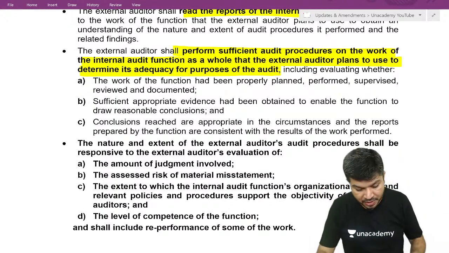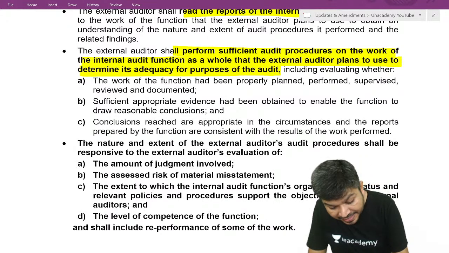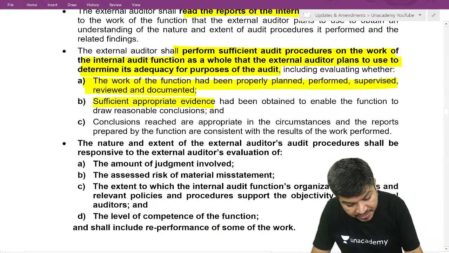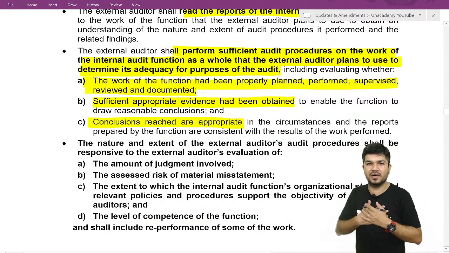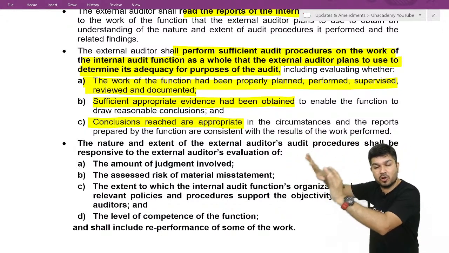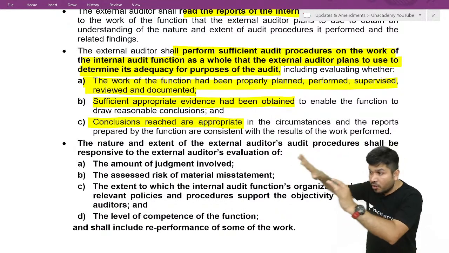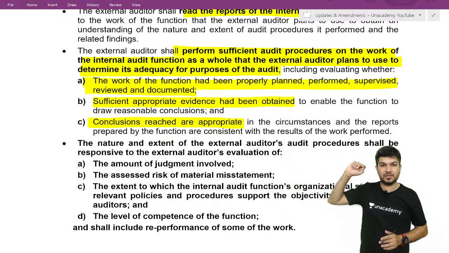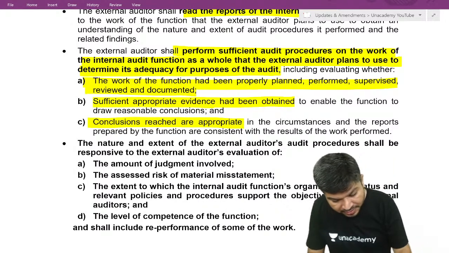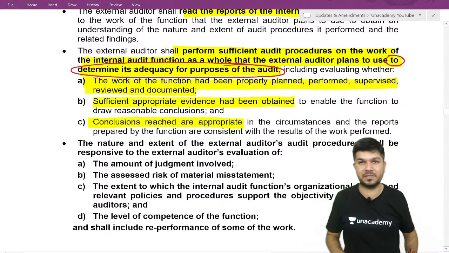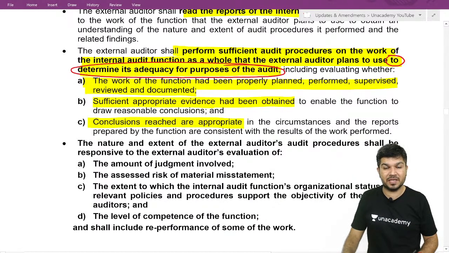For that, what shall we do? We need to see whether they had properly planned, supervised, directed, documented the work, whether they obtained sufficient appropriate audit evidence, and whether the conclusion reached by them is appropriate, not by me. I want to use their work, so I check whether they had properly planned, directed, supervised, reviewed and documented the work, obtained sufficient appropriate audit evidence, and reached appropriate conclusions. Did you understand this? We are trying to determine the adequacy of their work for our purpose.